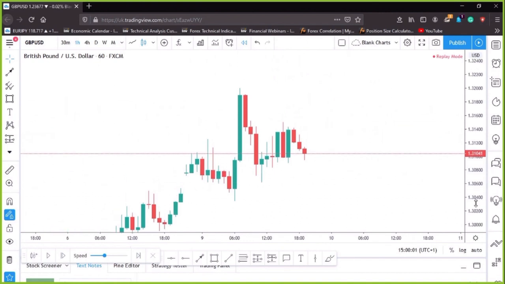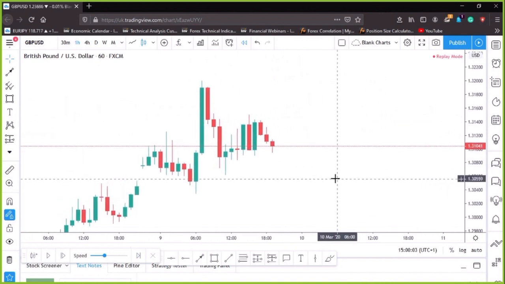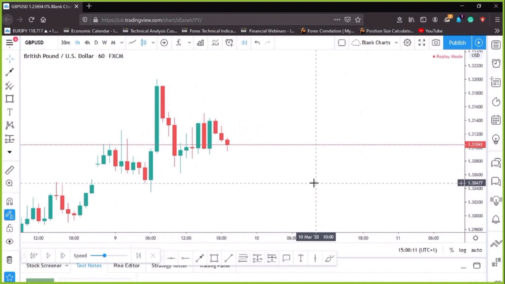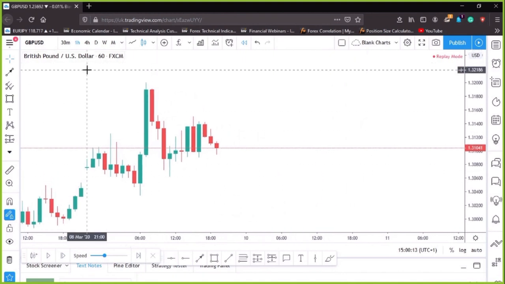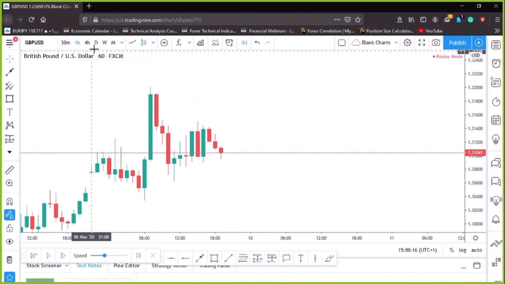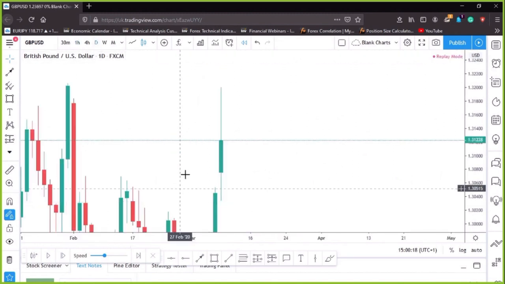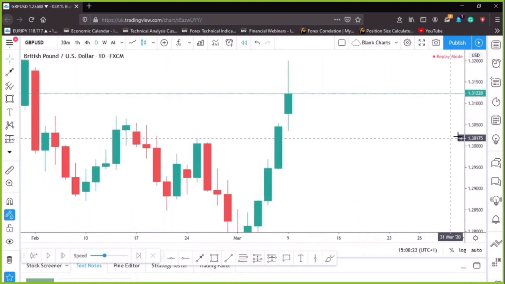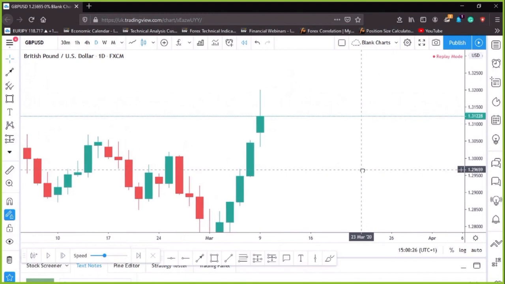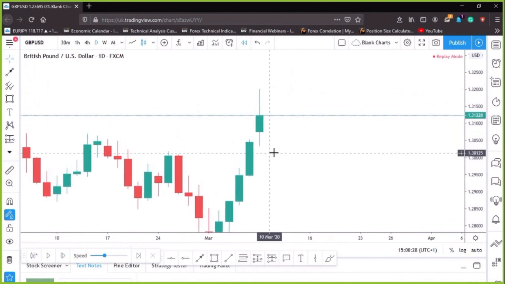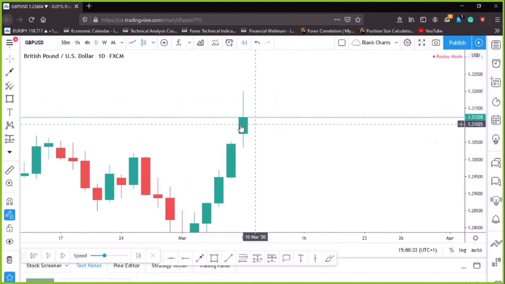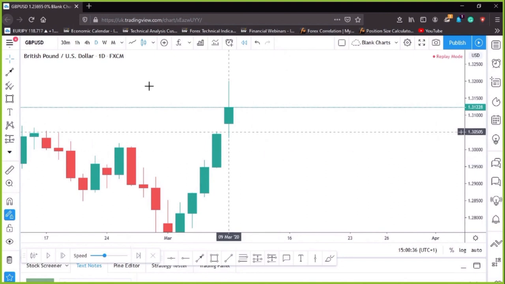First things first, when I come to the chart, we're going to apply all them rules that I just spoke about, and we're going to see how this plays out. First things first, we want to go to the daily time frame. Lovely. The daily time frame at the moment is pushing up. You can see this market's pushing up. So we only want to take trades according to this daily candle right here.